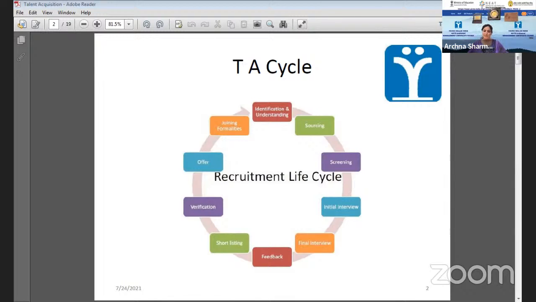So what are the sourcing channels that you know? Have you ever applied for a job? कहीं कभी job apply किया है या कहीं पर कभी देखा है? कभी भी नहीं. Sourcing का कोई channel नहीं पता है. Last time तो बोल रहे थे naukri.com and all that.